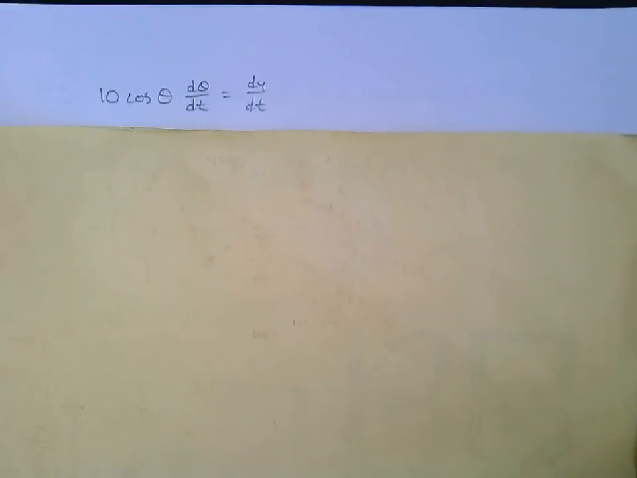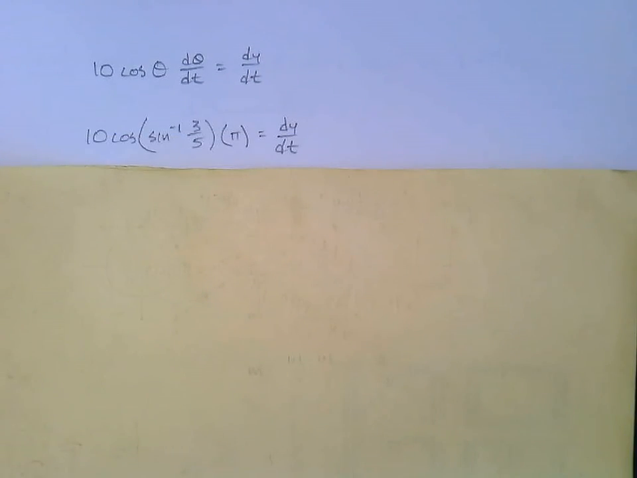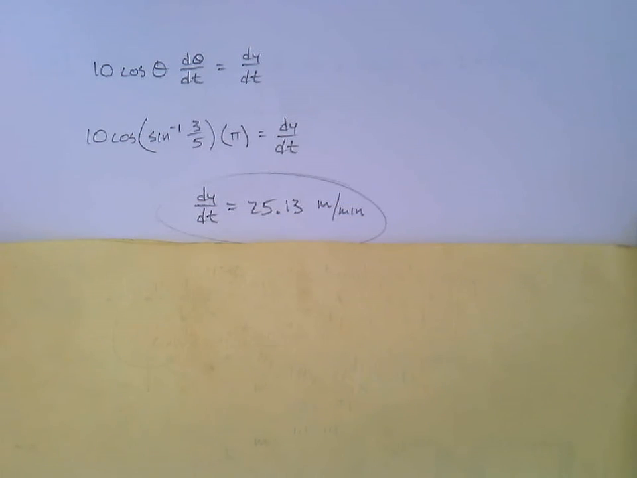So I'm just repeating our related rates equation there. And now we're plugging in all of these things. 10 cosine of inverse sine 3/5, all that times pi, that will equal dy over dt. Grab your calculator, make sure you're in radians, and put all this in. And you should end up with dy over dt equals 25.13 when you round to 2 decimal places.